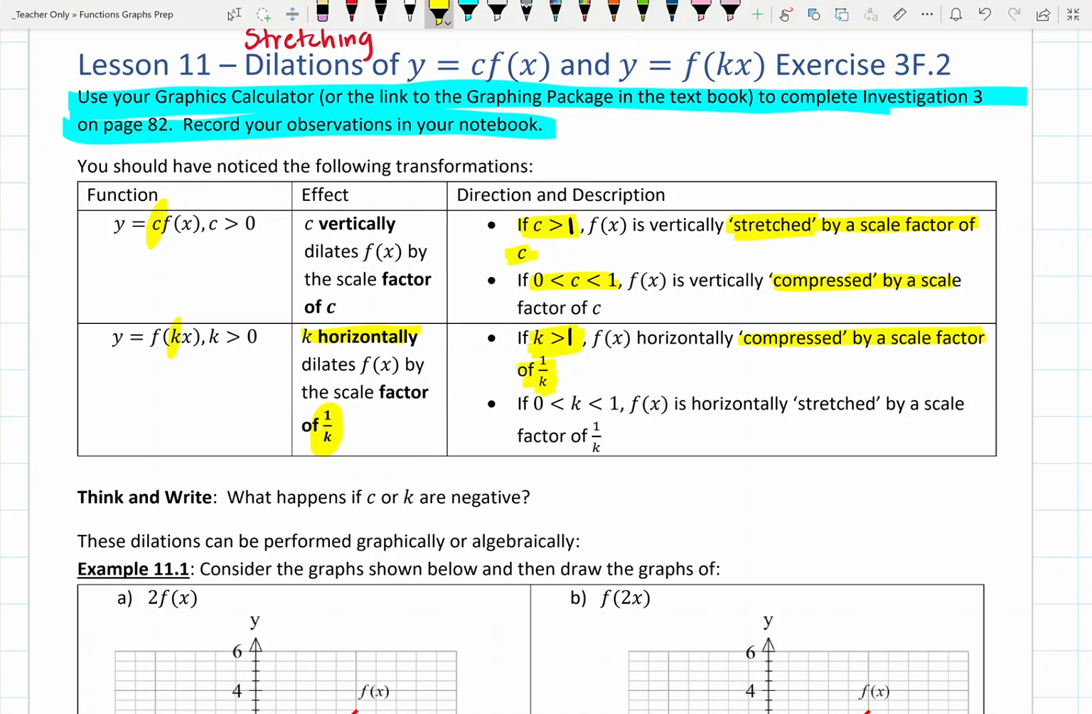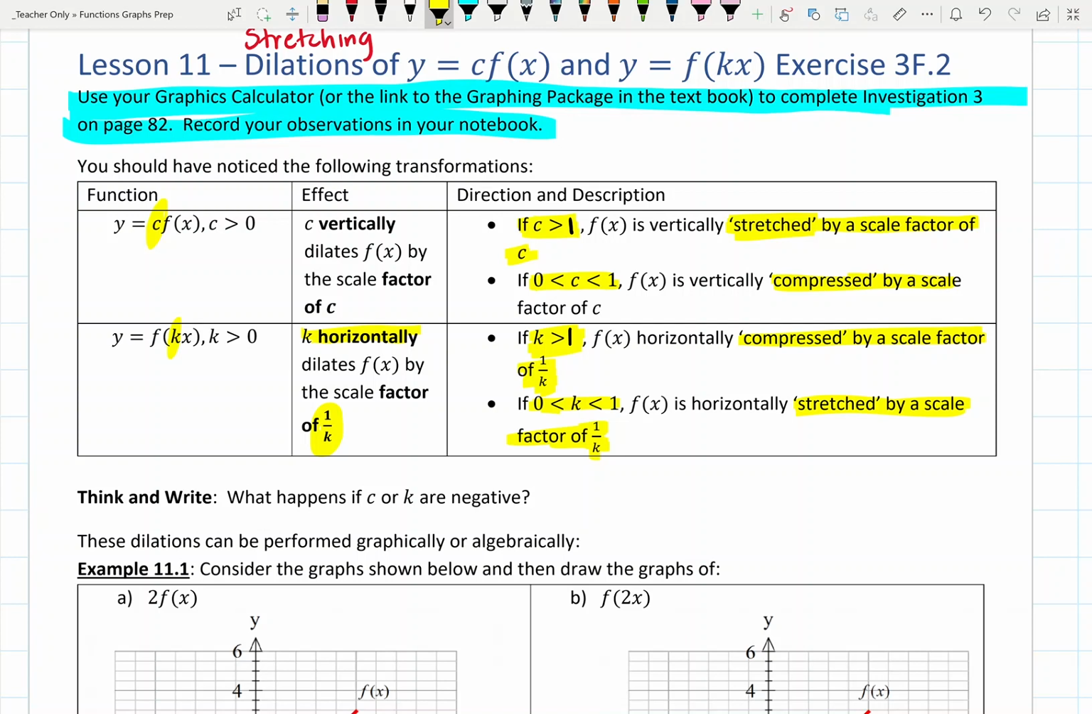So if it's f of 2x, then that function is actually going to be half as long as it was when it was just f of x. If k is between 0 and 1, so 0.1, a half, 9/10, then that's when the function is stretched. So there's actually an inverse relationship between k and the length of the function across the domain.